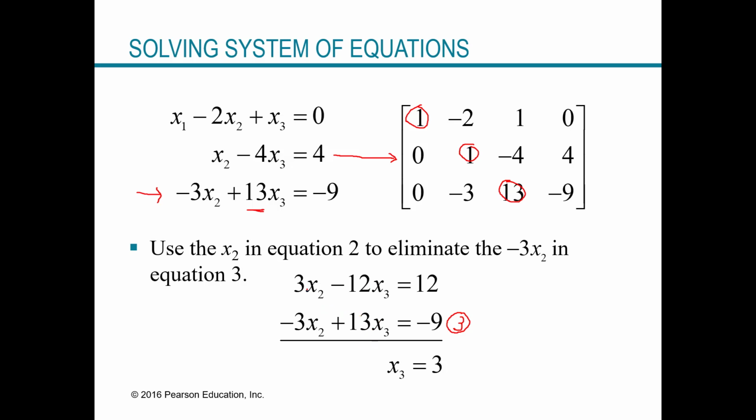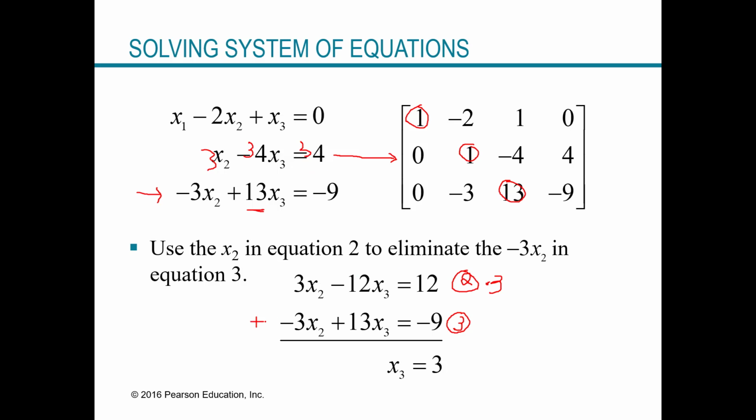And in this case, we're going to use equation 2. We're going to borrow equation 2. So notice this is equation 2 right here, but it's equation 2 multiplied by 3. So if we times equation 2 by 3, we get 3x2, and this becomes 3 times 4, that's where the negative 12 came from, and then equals 12.